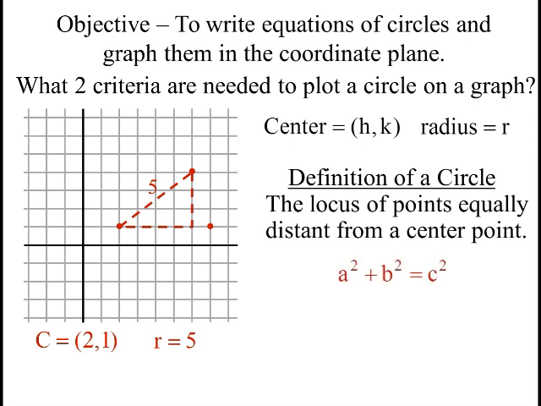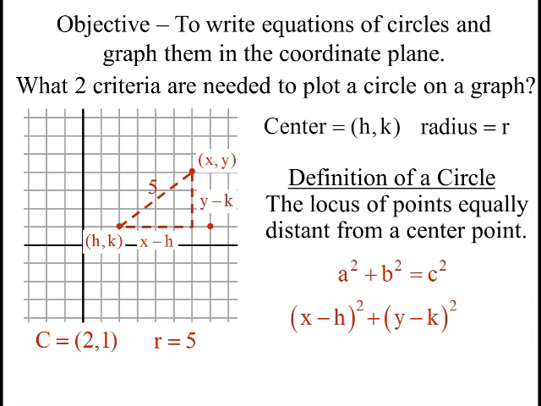And I'm going to use the Pythagorean theorem here. I'm going to look at the distance between any point on the circle, x, y, and my center point h, k. Now let's look at the legs of this right triangle. The bottom leg would have to be x minus h. And the vertical leg would have to be y minus k.